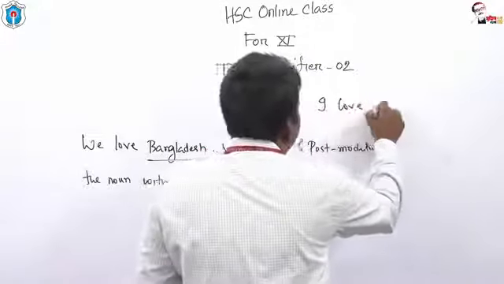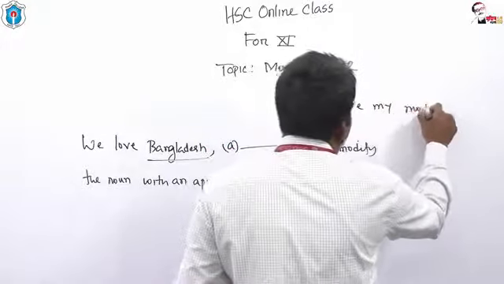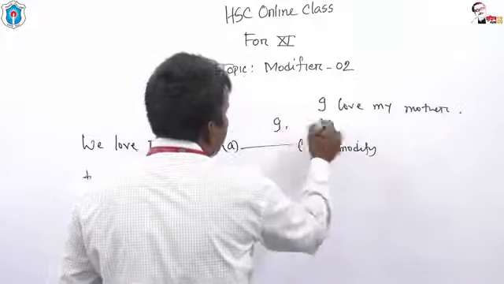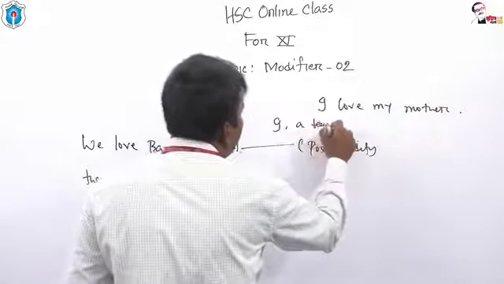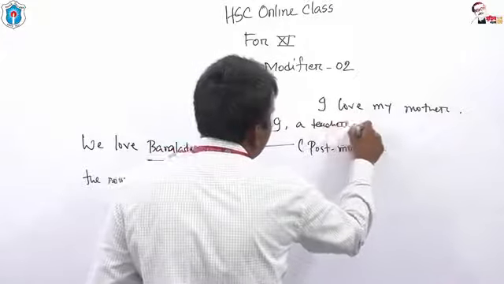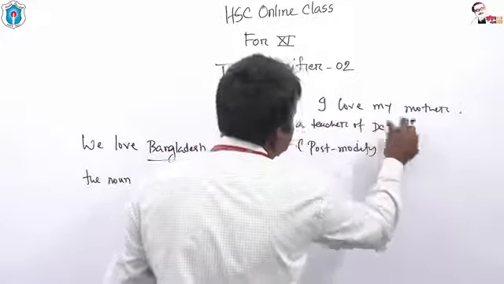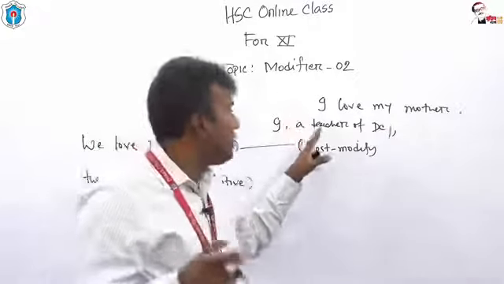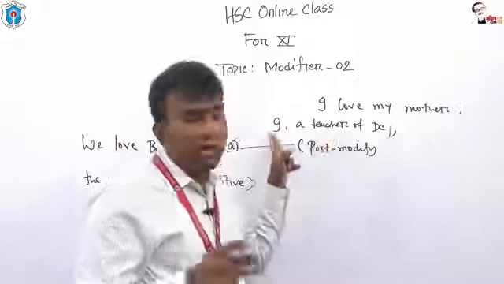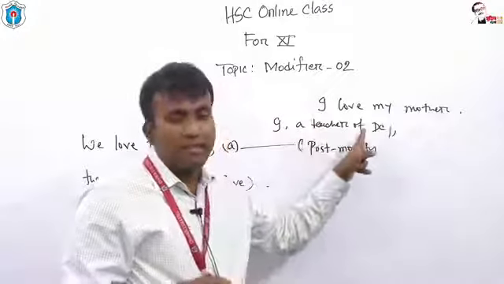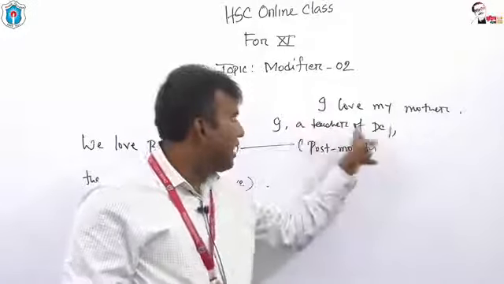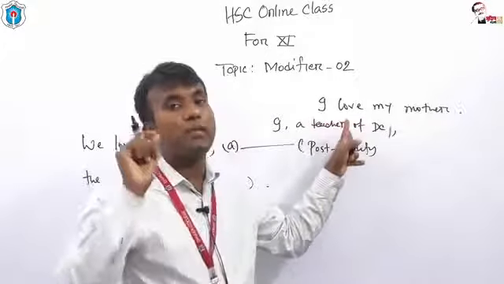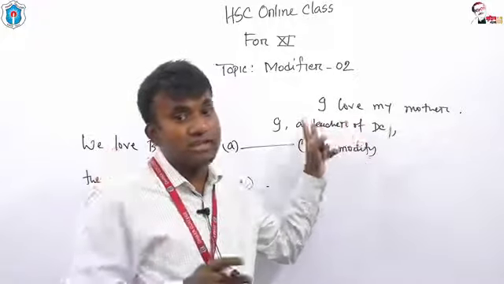I love my mother. Look at this. If I say "I, a teacher of DC." Look at please. Here I have used an additional information about I. And what is the additional information? A teacher of DC. A teacher of DC is a noun phrase, and in this part you are not to use any kind of clause. Don't use a clause in the appositive.